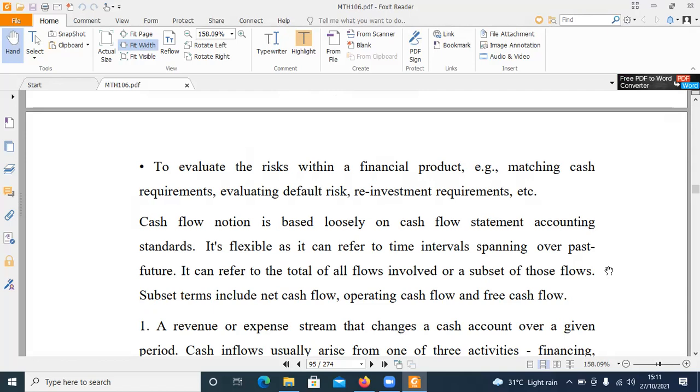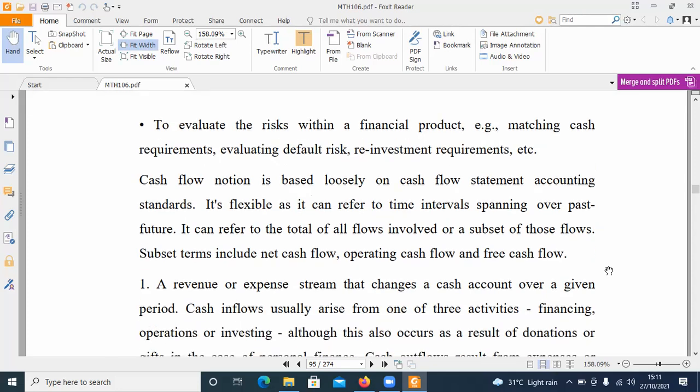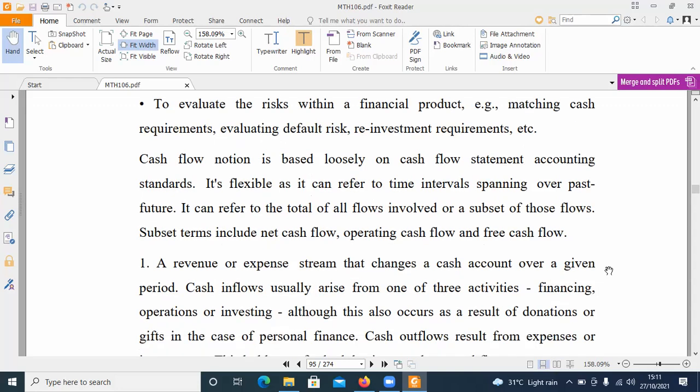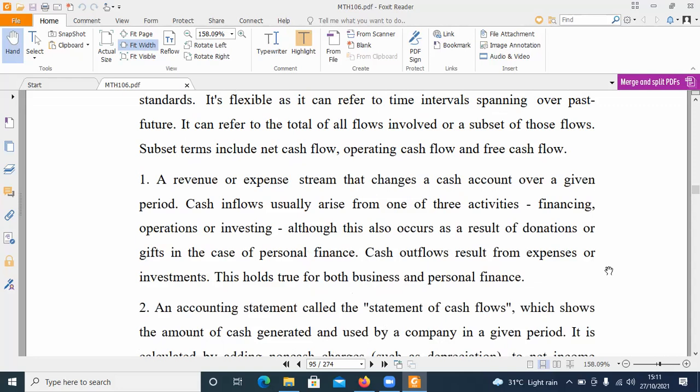It's flexible and it can refer to a time interval spanning over past and future. It can refer to a total of all flows involved or a subset of those flows. These and many more are areas where cash flow is applicable in real life. Subset terms include net cash flow, operating cash flow, and free cash flow.